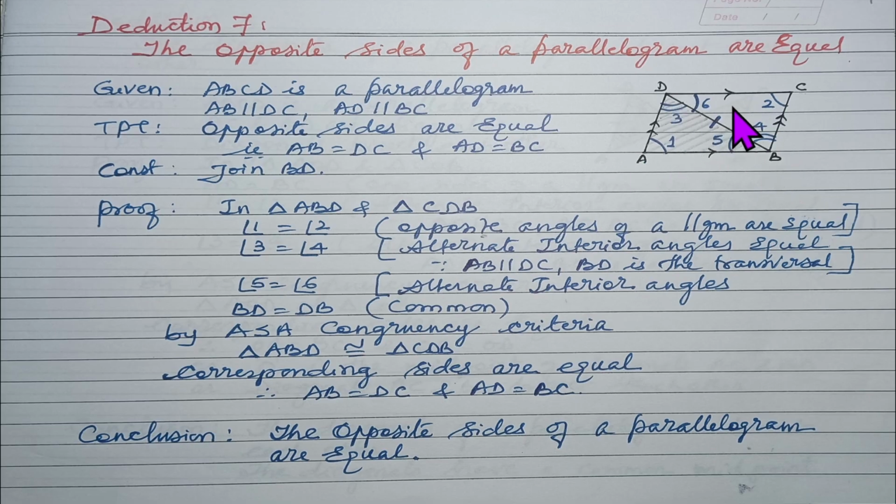If the two triangles are congruent, then the corresponding sides are equal. Therefore AB is equal to DC and AD is equal to BC, and that is the logical proof of the statement given to us. That is the property given to us, that the opposite sides of a parallelogram are equal. A very simple logical proof of this is given to you.